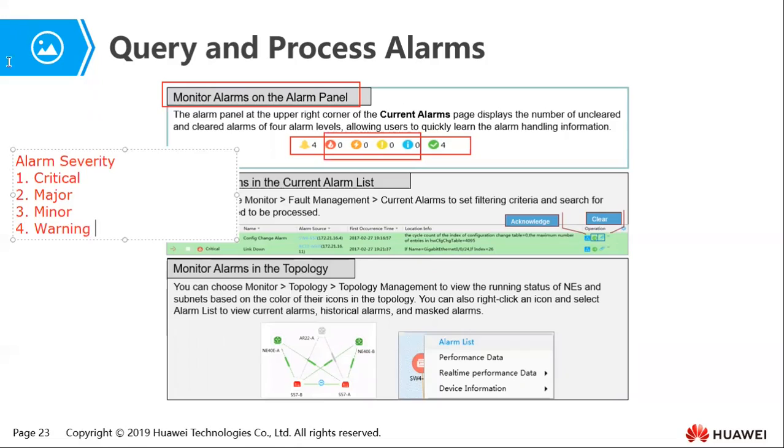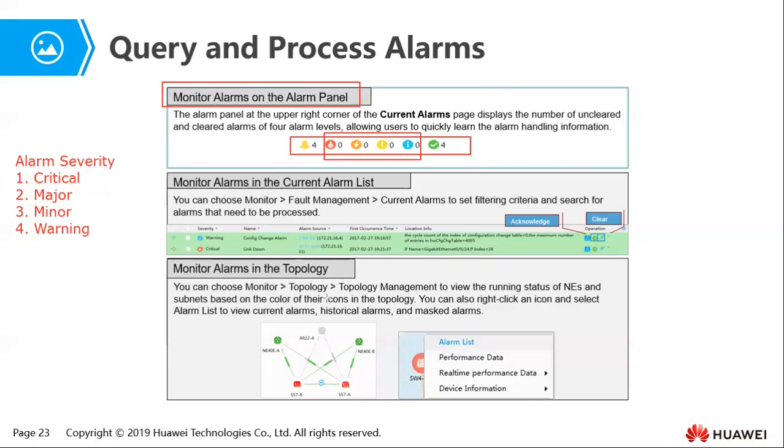So the most severe is critical. The red icon here is for the critical. So you can see you have 0 critical alarms. This one is major. This one is minor. And the last one here is warning. So when something goes wrong, depending on how you've set it, you're always going to see that there.